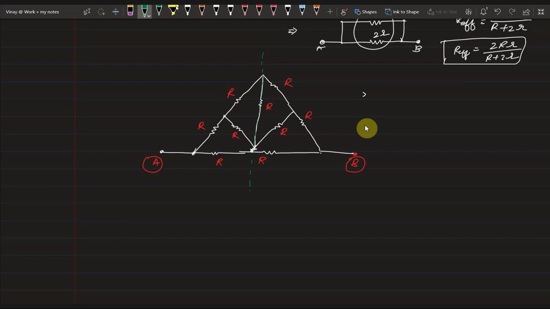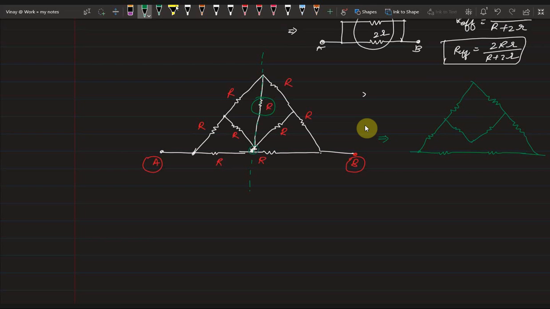Yes, sir. Now, if you neglect this connection, but along the mirror, one resistor is also there, you have to neglect that resistor also. Not only the connection, we have to neglect the resistor also. If you neglect the resistance also, this is the resultant circuit diagram.